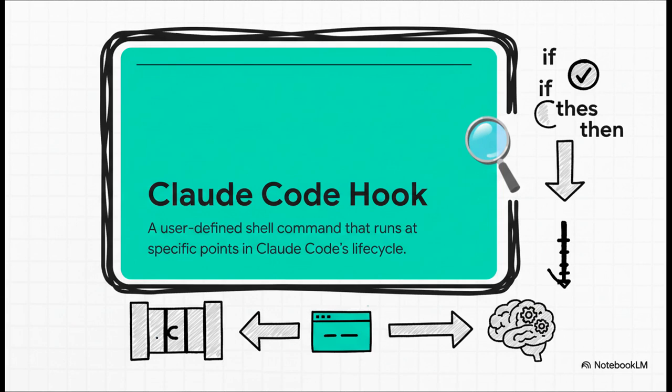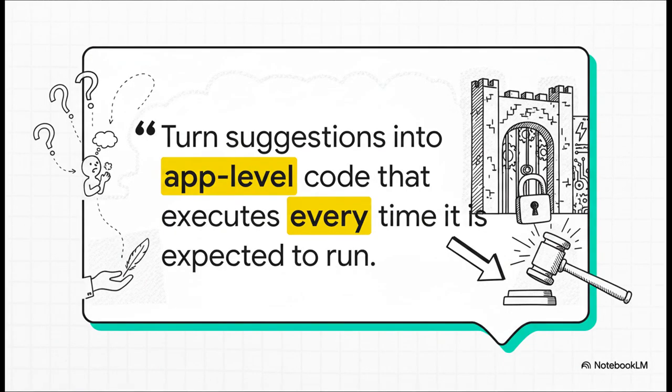You're basically setting up a series of "if this happens, then you do that" rules for your AI. It's just a shell command that you write and you tell Claude to run it at specific moments. It's how you build your own custom logic right into the assistant itself. And this right here, this is the whole point. We're moving away from just suggesting things in a prompt and kind of hoping for the best. With hooks, you are literally encoding your rules into code that is guaranteed to run. It's the difference between asking nicely and actually setting a law.